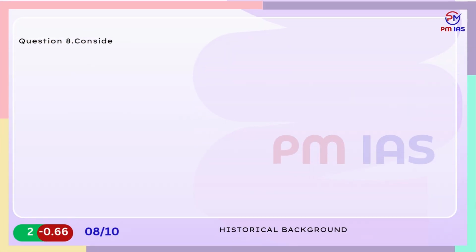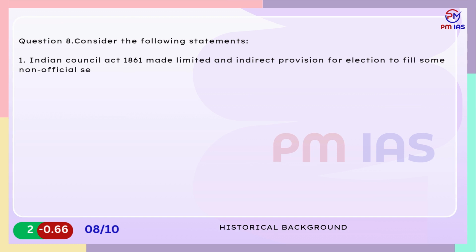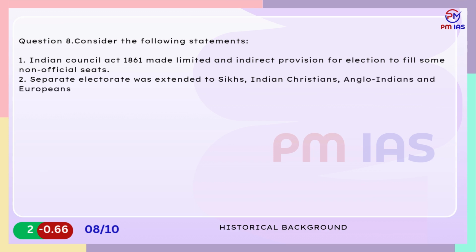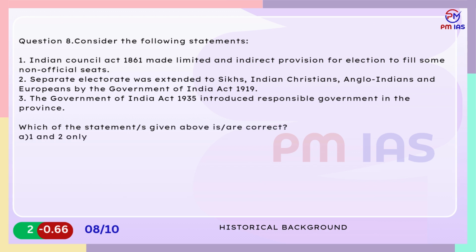Question 8. Consider the following statements. 1. Indian Councils Act 1861 made limited and indirect provision for election to fill some non-official seats. 2. Separate electorate was extended to Indian Christians, Anglo-Indians and Europeans by the Government of India Act 1919. 3. The Government of India Act 1935 introduced responsible government in the province. Which of the statements given above is/are correct? A. 1 and 2 only. B. 2 and 3 only. C. 1 and 3 only. D. 1, 2 and 3.